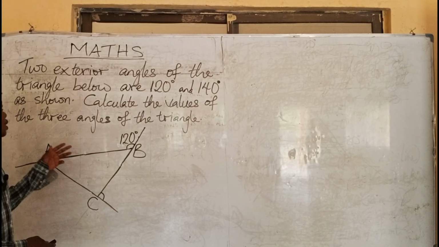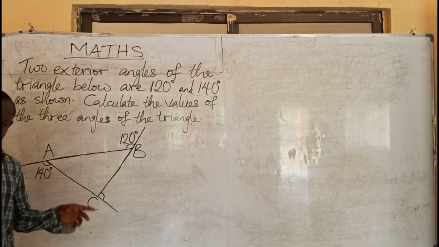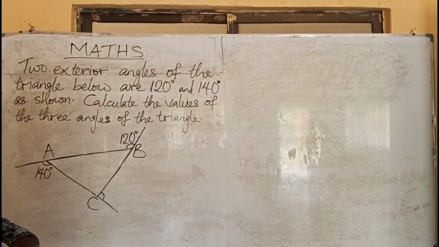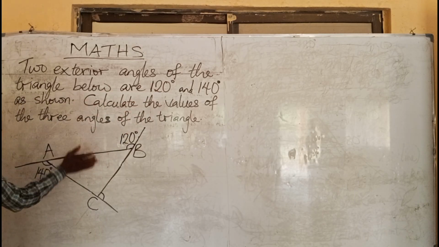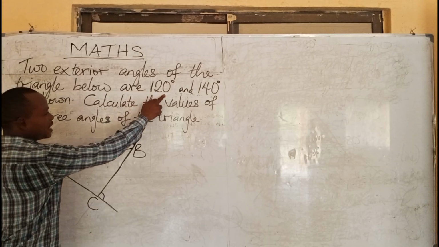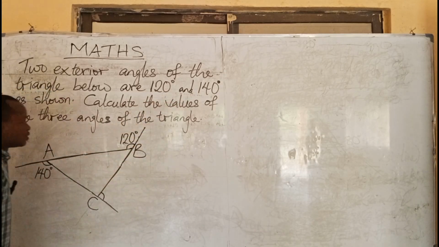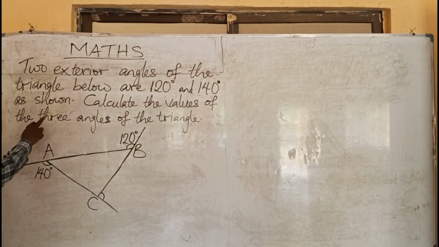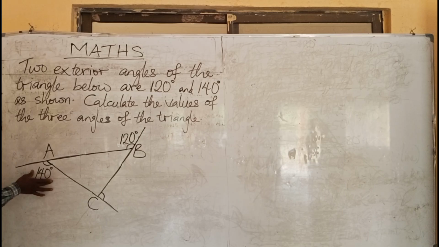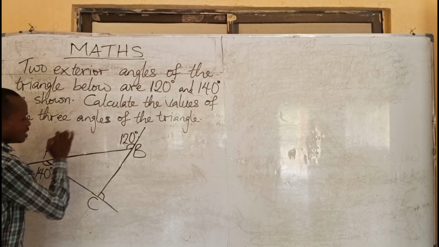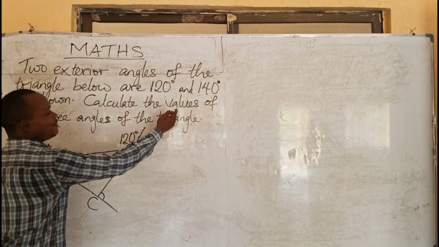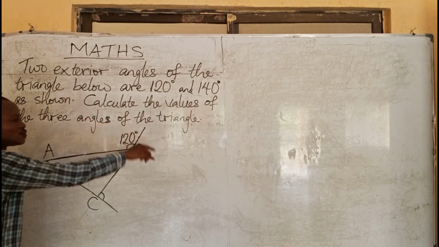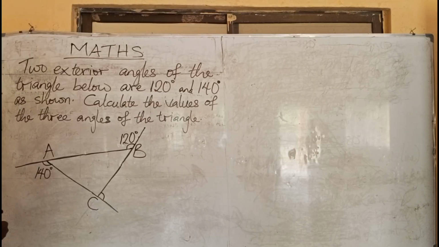We have a question on the board that still borders around the basic theorems of a triangle. The question says that two exterior angles of the triangle below, which is this one, are 120 degrees and 140 degrees as shown. So this is an exterior angle, 140 degrees. This is an exterior angle, 120 degrees. Now we are asked to calculate the values of the three angles of the triangle.